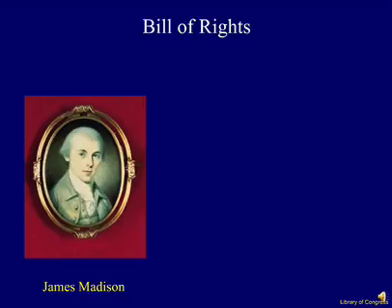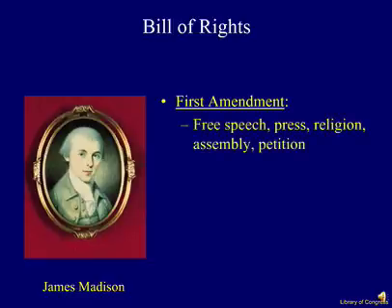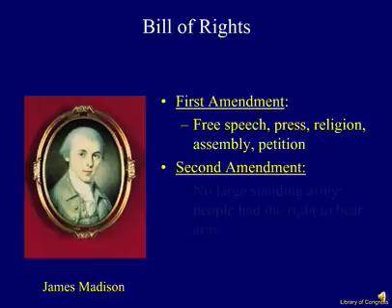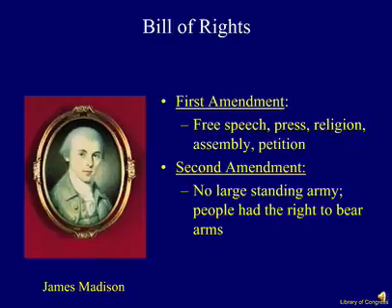The Bill of Rights are the first 10 amendments to the Constitution. Their primary author was James Madison. Some have called the First Amendment the most important included in the Bill of Rights. It protected the rights of free speech, press, and religion. It also protected the right to peacefully assemble and to petition the government. The Second Amendment protected the right of the people to keep and bear arms, as many felt the nation had no need of a large standing army.